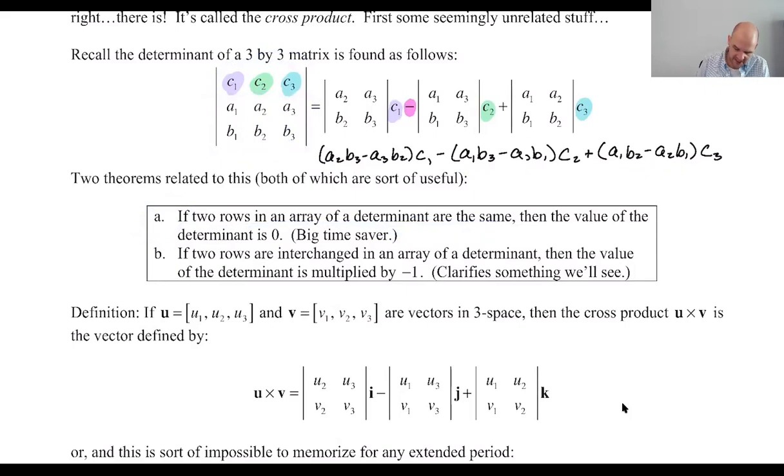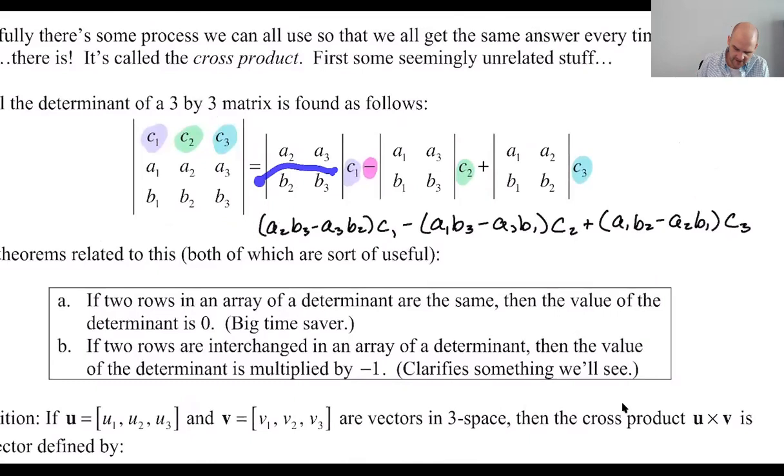Two, if 2 rows are interchanged, then you just multiply the value of the determinant by -1. Now to see that, imagine you switch these up here, right? So now it's going to be B2, A3 minus B3, A2. So basically these switch, and that means you've changed the sign. If this was like 5 minus 4, now it's 4 minus 5. That's the opposite. So if you switch 2 rows, you change the sign. That's going to be really important for something that happens.